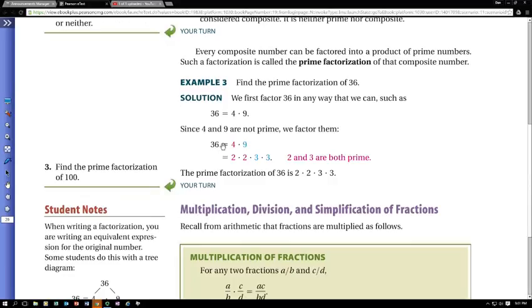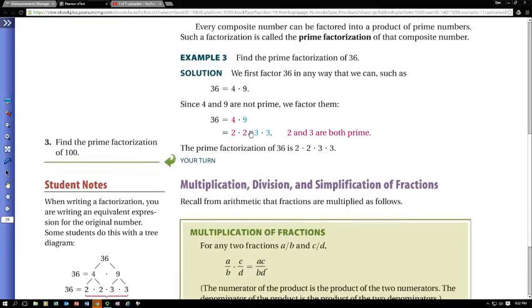Well, they start breaking it down this way. They say 36 is 4 times 9, and 4 is 2 times 2, and I'm done there because 2 is prime. 9's not prime because there's 3 factors. So I break that into 3 times 3, and 3 is prime. So this 2 times 2 times 3 times 3 will equal 36. And all those factors, parts of the multiplication, are prime. And that would be a prime factorization.